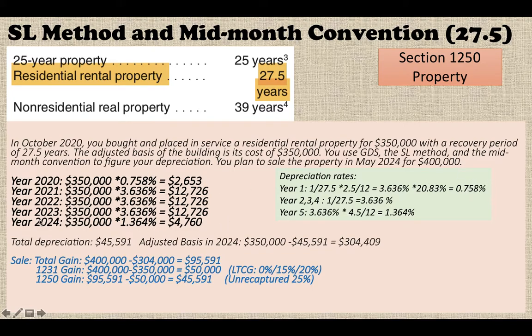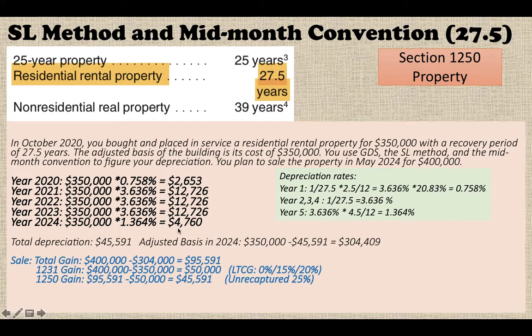Then the year you sell. Here you said you're going to sell in May 2024. May is half a month, and then January, February, March, and April is 4 months. So it's 4.5 months out of 12 months. You multiply this by the annual depreciation rate, which gives you 1.364% for the year you sell. So that's how you calculate the depreciation for the year you buy and the year you sell.